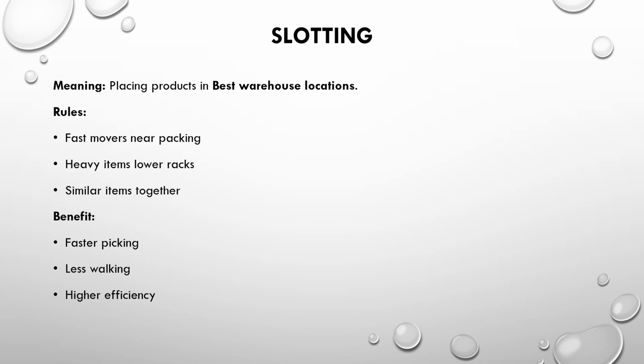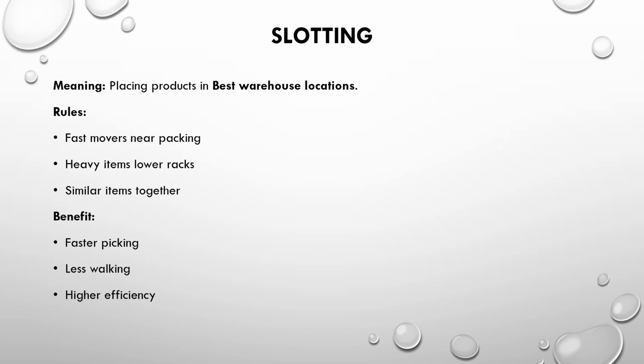Now let us understand the term slotting. Slotting means placing products in the best possible warehouse locations. The main goal of slotting is to make picking faster, easier and more efficient. What are the rules of slotting? First rule, fast moving items are kept near the packing or dispatch area. This saves time during picking.